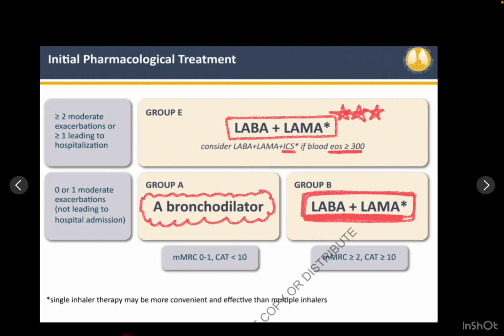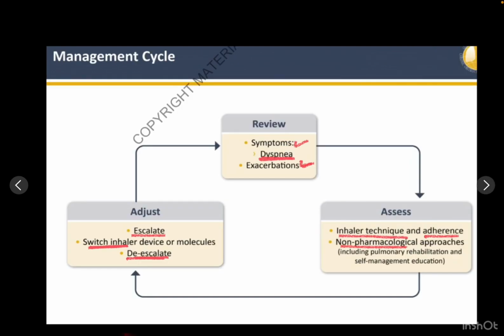What is group E? Group E is 2 or more moderate exacerbations, or 1 or more leading to hospitalization, with any MMRC grade or any CAT score. So this is known as group E. They are telling that in group A we give a single bronchodilator therapy. In group B we give LABA and LAMA both. And in group E LABA and LAMA is given. We should give ICS if blood eosinophil count is more than 300, in group E patients.